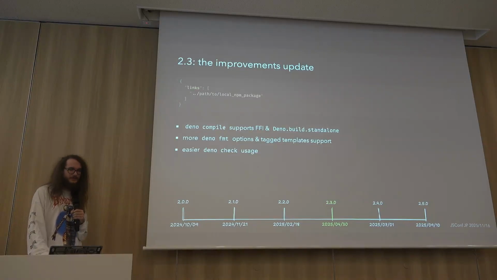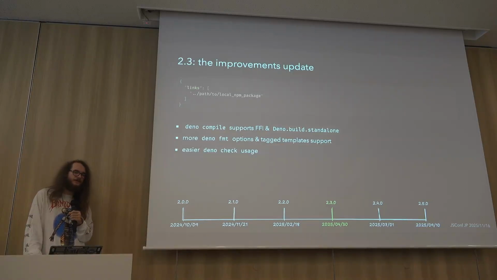Then we have easier Deno check usage. So earlier, you would always have to specify a file for Deno check, like deno check main.js. Now it's a bit smarter about it, and you can type check your entire project directly. It will find the entry points. It will find the correct files to check.